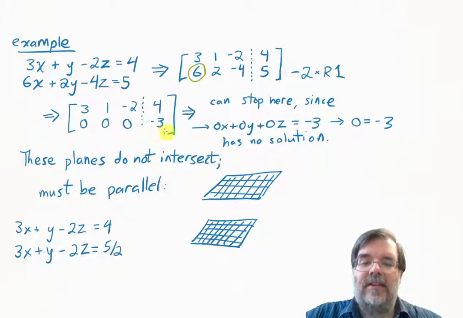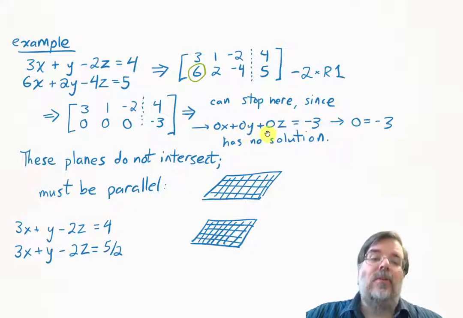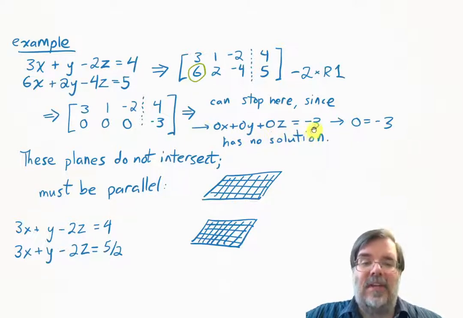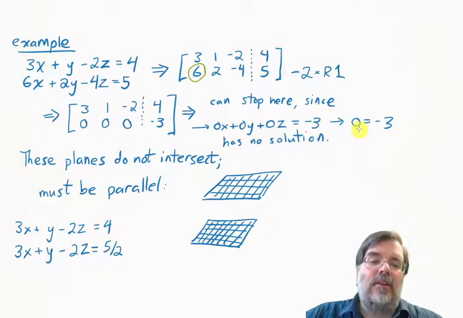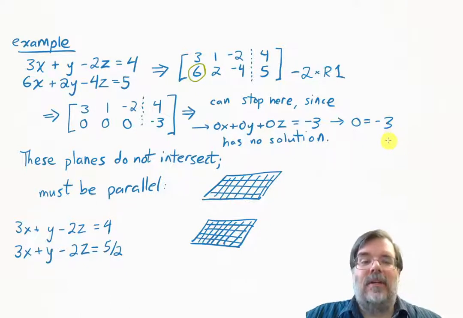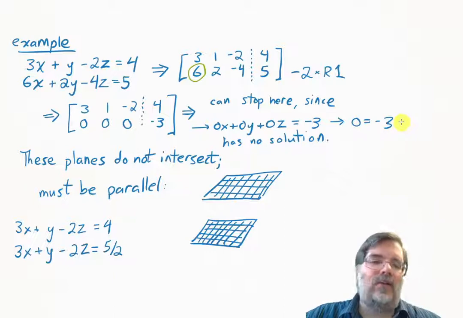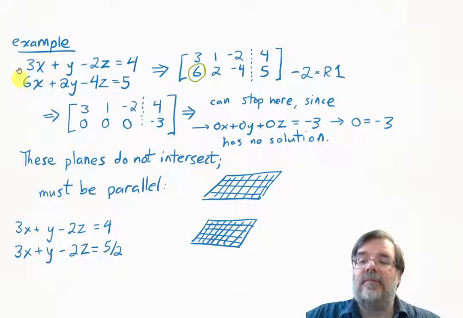Right? In this case, if you rewrote this row as an equation, you'd get 0x plus 0y plus 0z equals negative 3, which is telling you 0 equals negative 3, which is not true. So no matter what you pick for x, y, and z, you'll never make the second equation true. In other words, there's no solution to this system of equations.